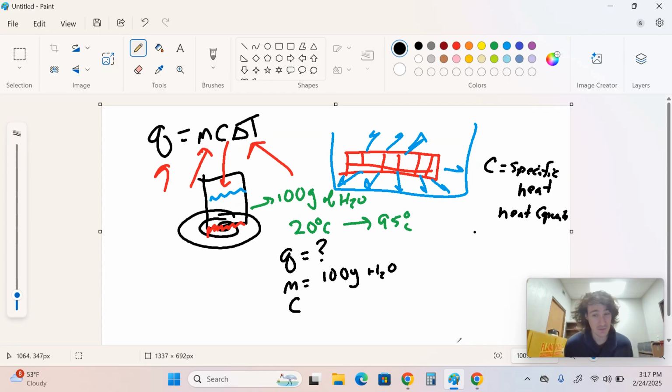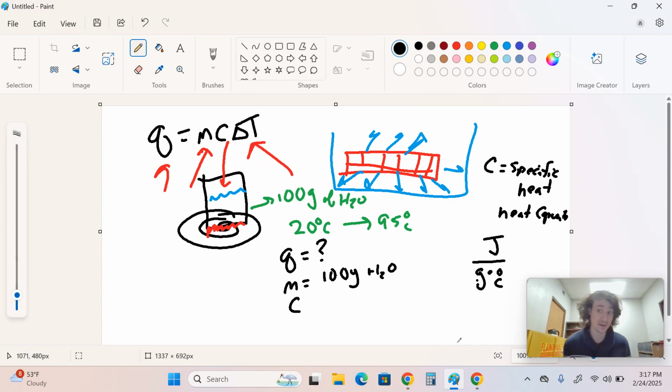So what does this mean? If you look at the unit for this, it looks weird, but it actually makes total sense. The unit for specific heat is joules per grams times degrees Celsius. What does this mean? It means how many joules does it take to heat 1 gram of the substance?